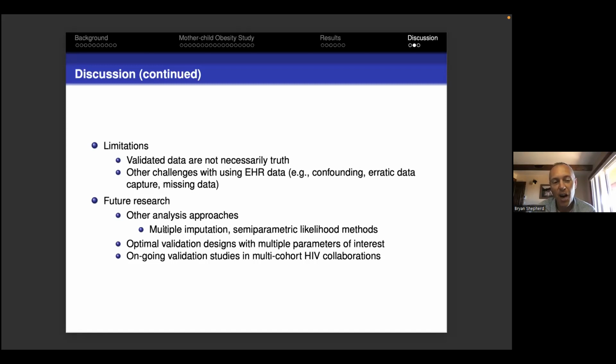We're also studying optimal validation designs when you have multiple parameters of interest. If you recall, here we had obesity as an endpoint, and then a secondary endpoint of childhood asthma. We just arbitrarily did an optimal sampling design of 750 records for the obesity and 250 for the asthma. But I think there's a lot of potential for better ways to think about how to allocate samples across multiple parameters of interest.